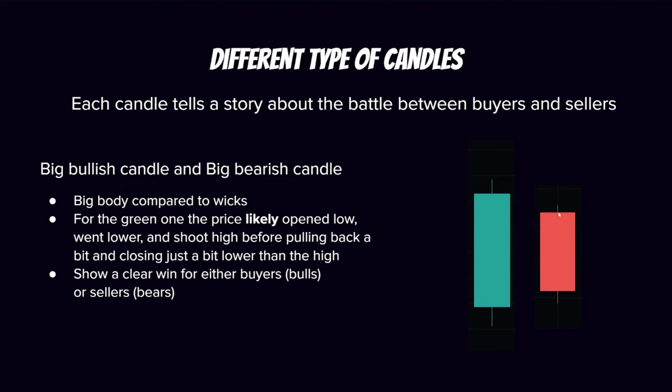Same for the red one. We have an opening price. Maybe the price shot higher, then went to a certain low and recovered a bit before closing. Since they are very full and directional, these candles usually provide a sign of which party, the buyers or the sellers, were in control during this candle. In this case, clearly it is the buyers, sometimes referred to as the bulls, and in this one it is the sellers, sometimes referred to as the bears.